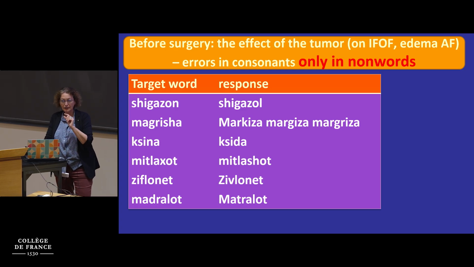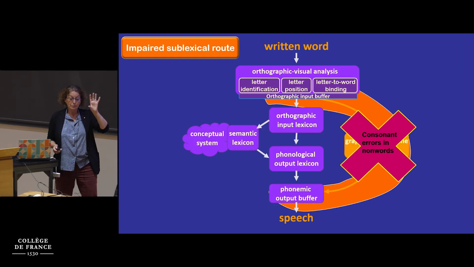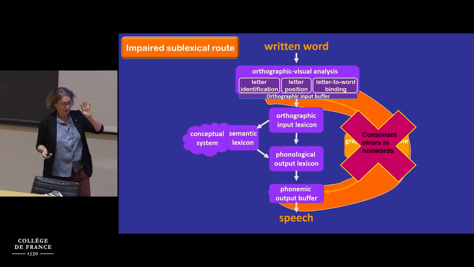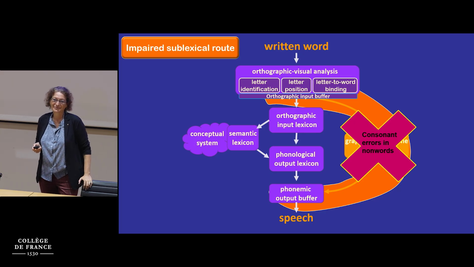So a lot of voicing errors, but not only voicing errors. So what you can see is that he makes consonant errors in reading non-words. He didn't have any problems in words. So we identified the area of the functional deficit that he has in the sublexical route.